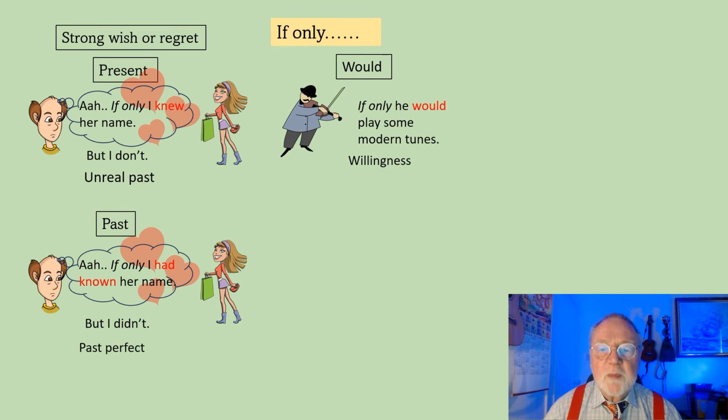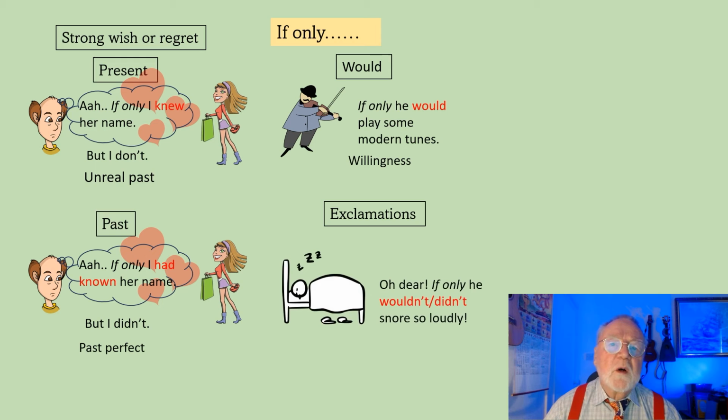If only he would play some modern tunes. And it's like saying if only he would be willing to, which is why we can use the would. And in exclamations, would is quite useful. Oh dear, if only he wouldn't snore so loudly. I can use didn't here, the other auxiliary. If only he wouldn't snore so loudly. Be willing not to snore.